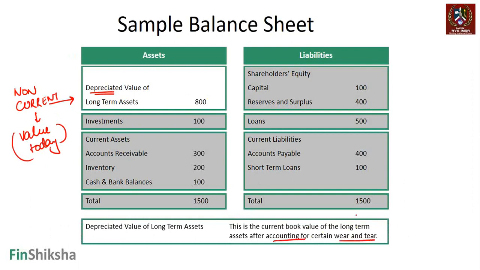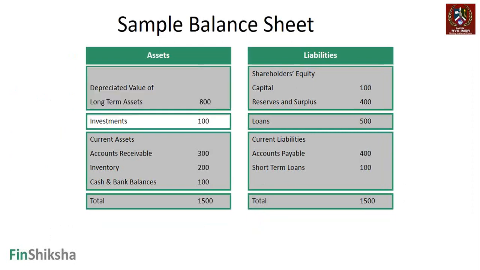Let's take a simple example. You buy a car for 5 lakh rupees. At the end of the first year, it will not be worth 5 lakh. If you sell it in the market, it will probably be worth 4 lakhs, right? So you'll put 4 lakhs here. That's the current value of the asset that is going to be there for your long period, right?